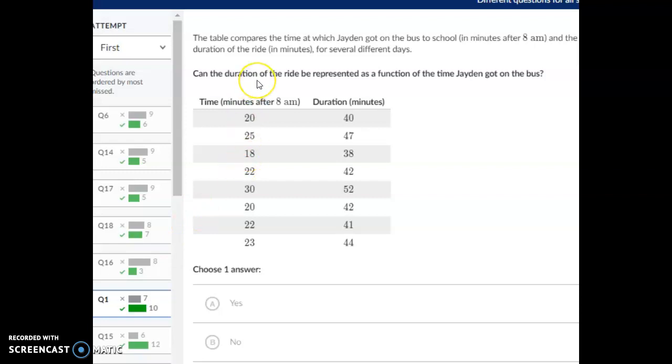Okay. Here, duration is a function of time. So again, time over here, these are my x values. So I'm looking to see, do I have any repeats? So here I have the number 22, and here I have the number 22. Here, 22 is associated with 42. That's a relationship. But 22 is also associated with 41. So here, x has 2 distinct y values. So we would say, no, that is not a function.